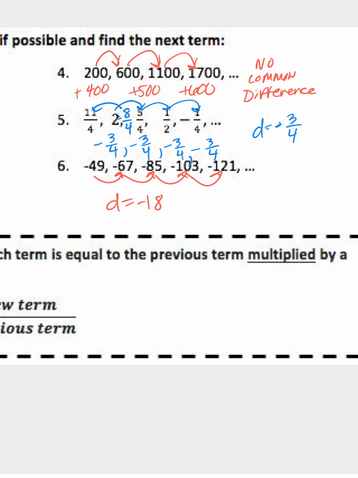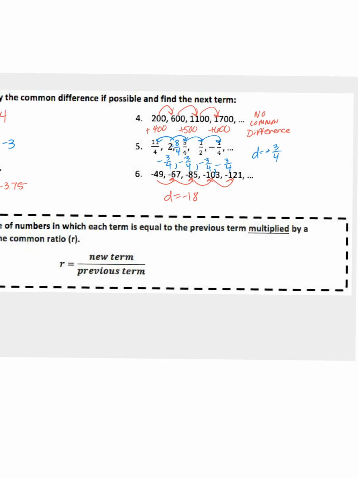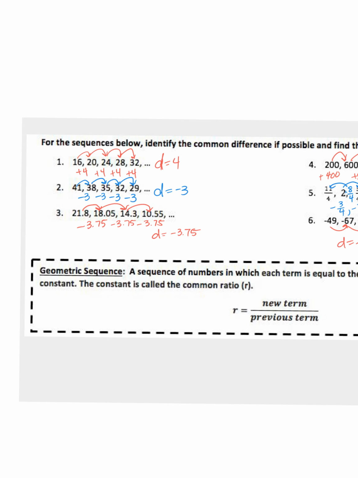Alright, the last thing I did not do, what it asks us to do, was to find the next possible term. So let's go ahead and list those out really quickly before I move on. Alright, so for example 1, my next possible term is a 36. For example 2, my next possible term is a 26. For example 3, my next possible term is a 6.8.